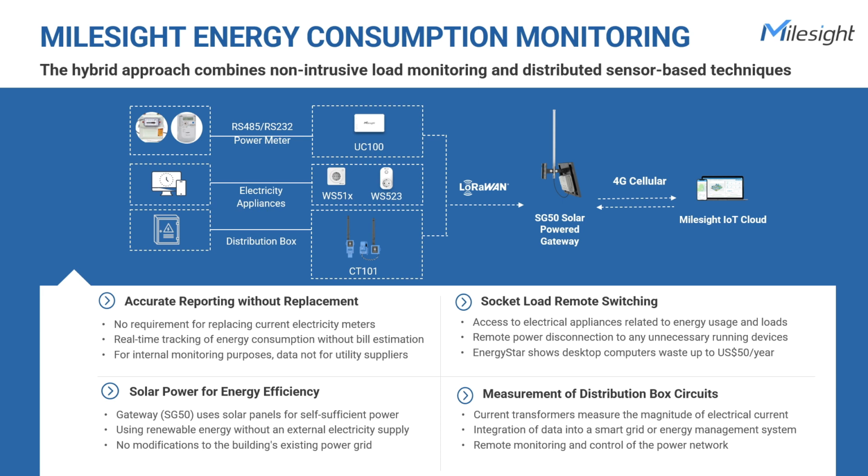In some developed countries, it can be challenging for individuals or organizations to connect rooftop gateways to the power supply due to restrictions on modifying the existing power grid infrastructure. However, the Milesight solar-powered LoRaWAN gateway SG50 offers a solution by creating a self-sufficient power system using green energy. This innovative approach not only reduces power consumption but also eliminates the need for any modifications to the building's existing power grid. Smart current transformers can measure the magnitude of current in a non-intrusive method. Let's continue to get more details.